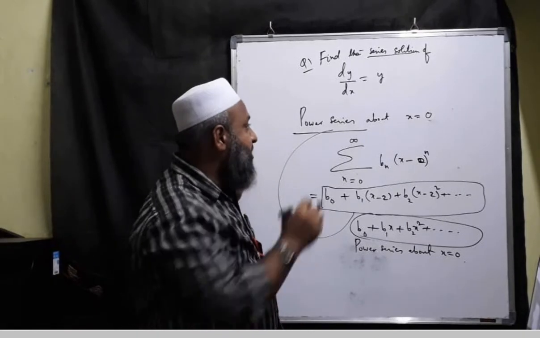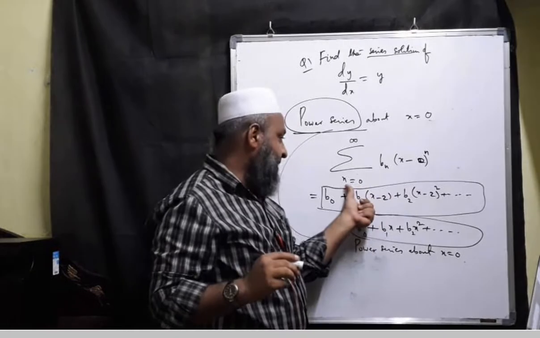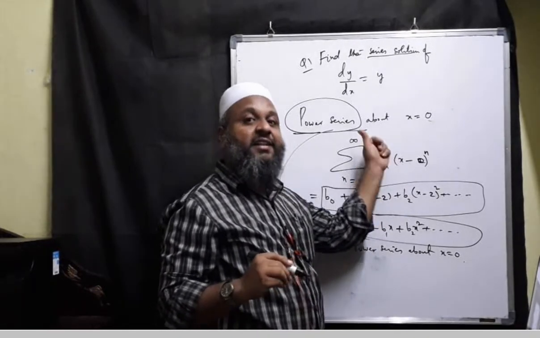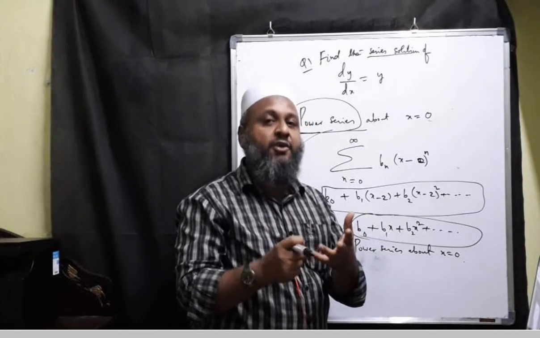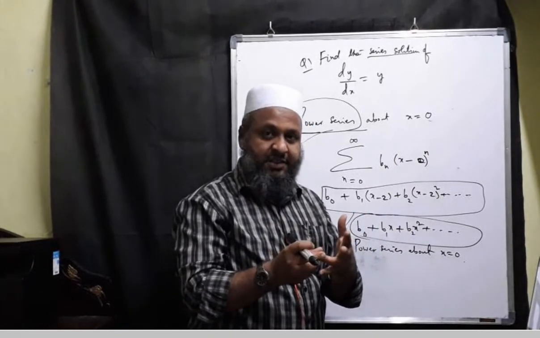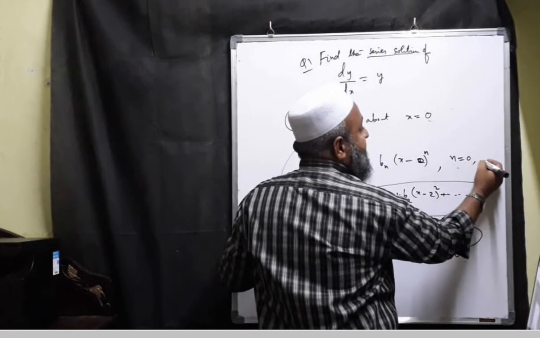Let me make one point clear here. When I say power series, I have written the expression and that n is running from 0 to infinity. There is no chance of n taking negative numbers and no chance of n taking fractions. So n takes these values, it is understood, not written.